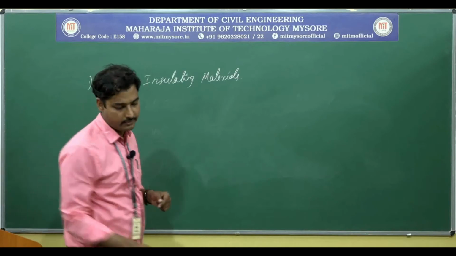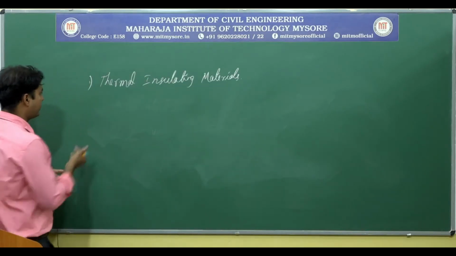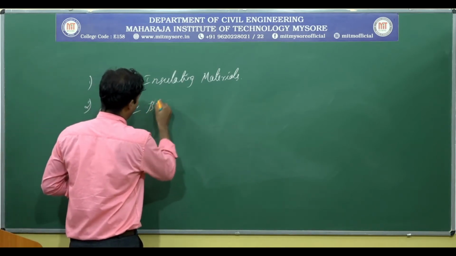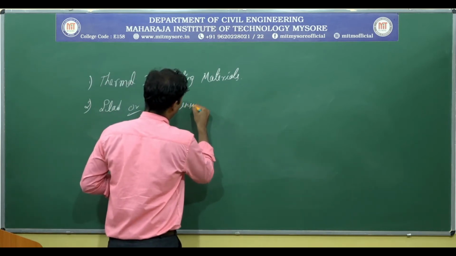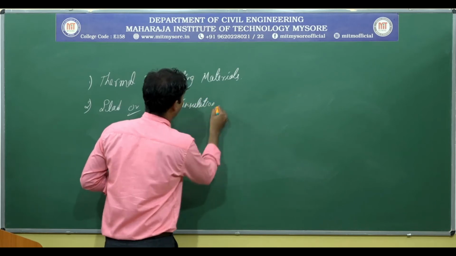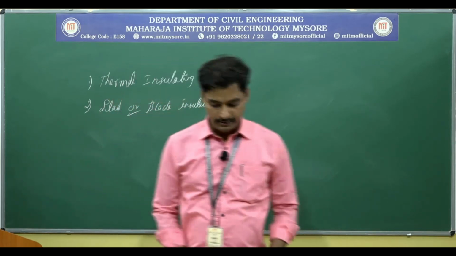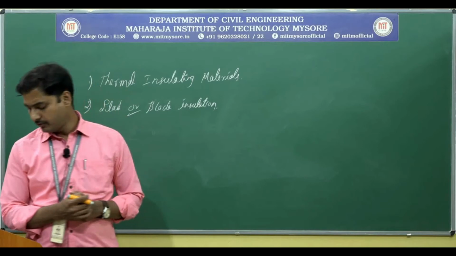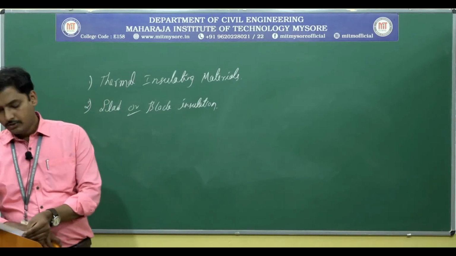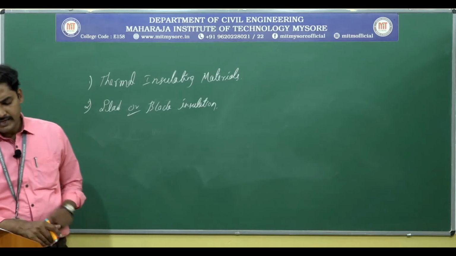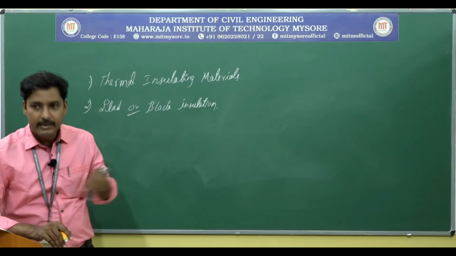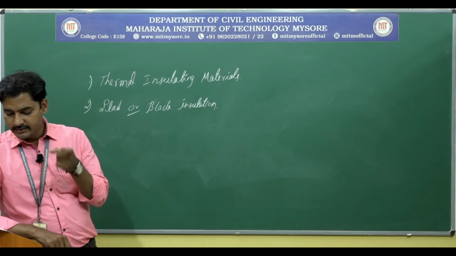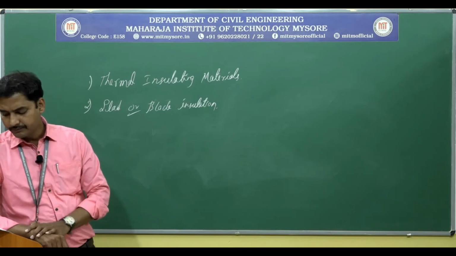So, the second bit is slab or block insulation. The term slab or block insulation is nothing but, of course, we can observe in this figure, right. The blocks or slab type of material is available in 2.5 centimeter thickness, that is 1 inch thick, and the area is 60 centimeter by 120 centimeter, or even more in area.